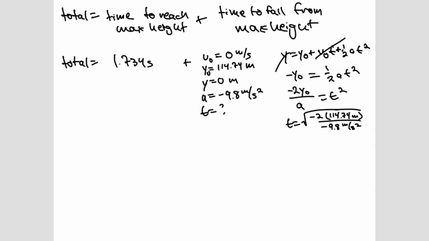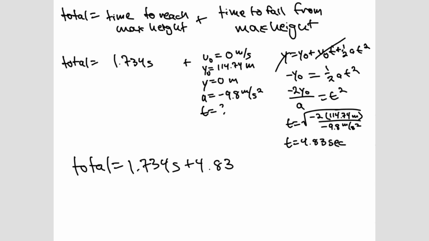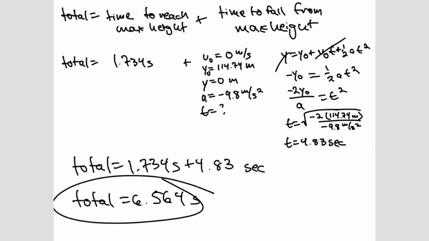Negative 2 times 114.74 divided by negative 9.8. So the time to fall from maximum height is 4.83 seconds. Now I just have to add these together. So total equals 1.734 seconds plus 4.83 seconds. If I add these together, 1.734 plus 4.83, this gives a total time of 6.564 seconds. That's the total time in air.